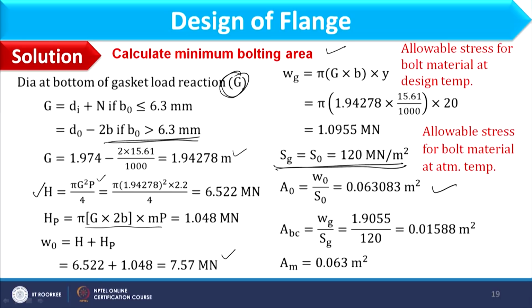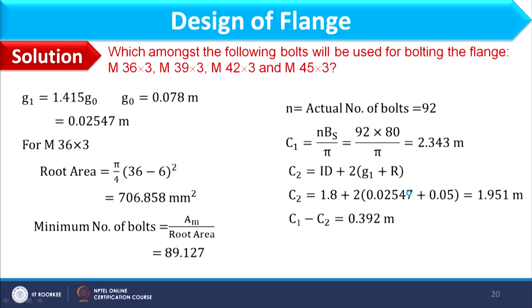I hope you are getting this. For example, if design temperature is given as 300 or 350, then you have to take S naught at 350 and SG at 250. I hope I am clear. So here I have computed A naught as well as ABC, and minimum bolting area will be considered maximum of these two, and which is equal to 0.063. So that area we will use to calculate the optimum bolt and bolt circle diameter. Okay, so let's start the calculation of that.